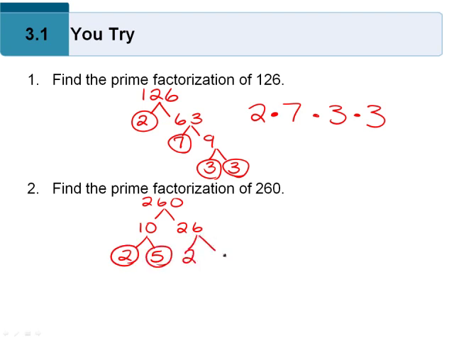26, if I divide by 2, I get 13. 2 is prime, so is 13. So I have 2 times 5 times 2 times 13. And that's your prime factorization there.